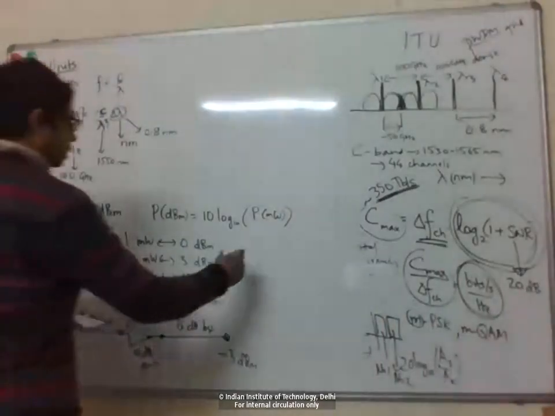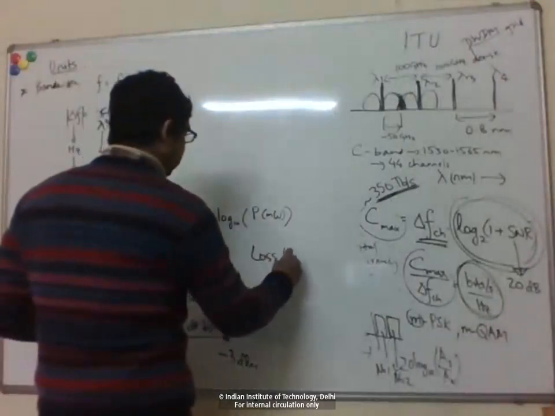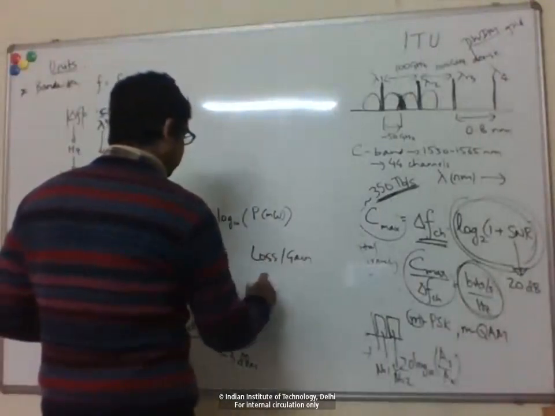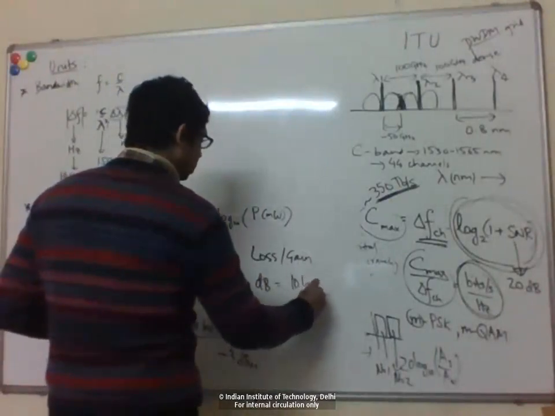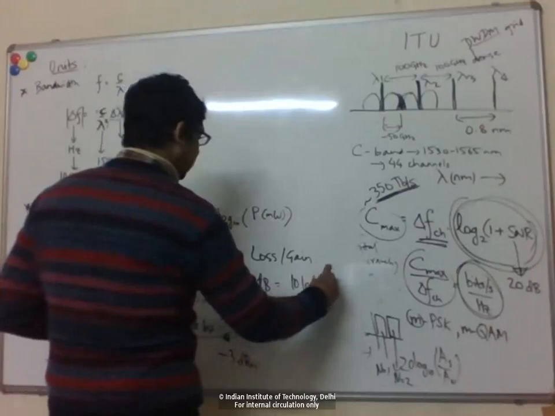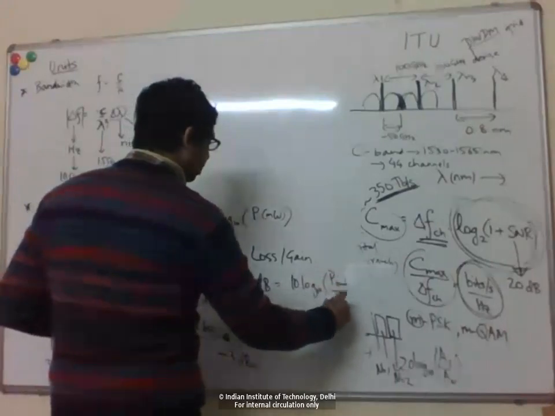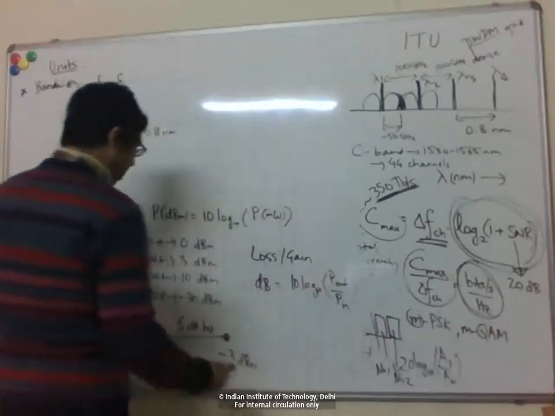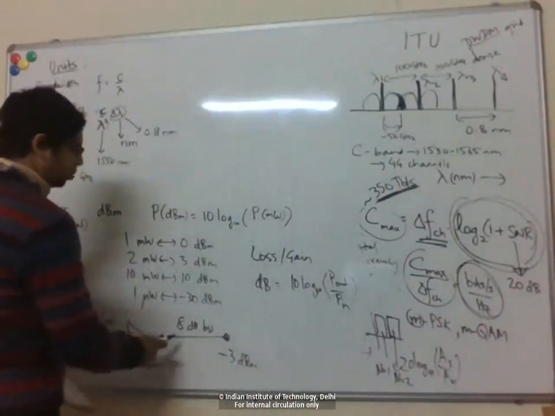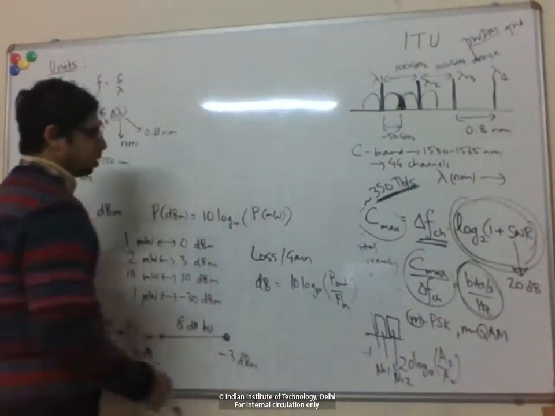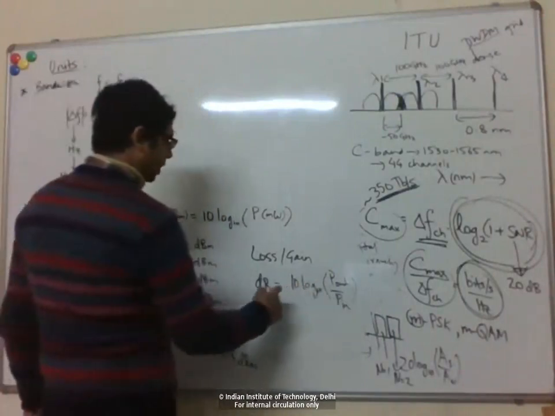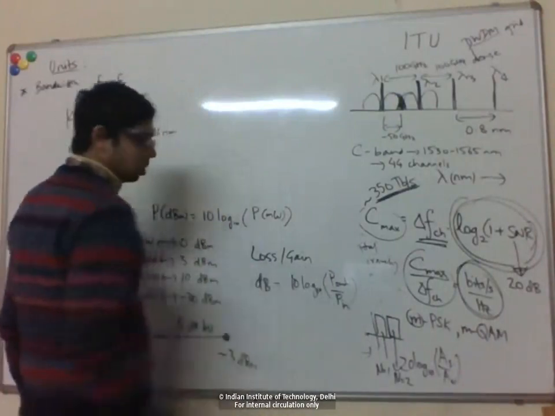Again, loss or gain of any component is measured in dB. That's 10 log 10 of P out divided by P in. So the power going into a component and the power coming out of a component, you take the ratio and then take 10 log 10, and you get dB. If this is a positive quantity, that's gain. If it is negative, then that's loss.